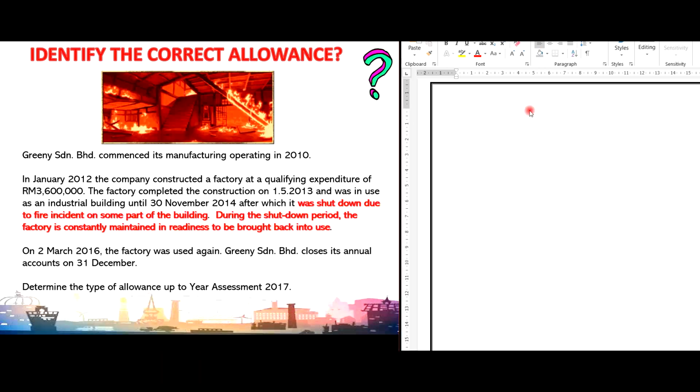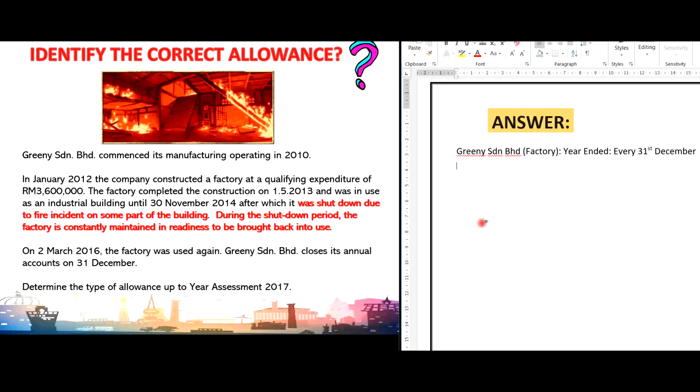Okay, so this is how you are going to answer this type of question. We are going to take out all the important dates and important events given in the question. So this is Greenish Sdn Bhd, which built a factory and has its year end on every 31st December. So step 1, you should find the date of completion. The question has given you the date of completion.